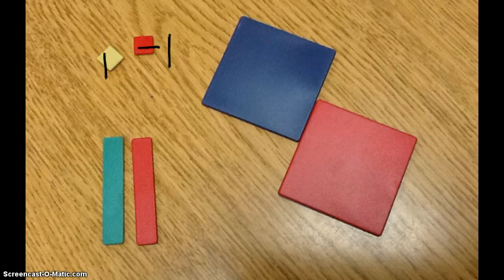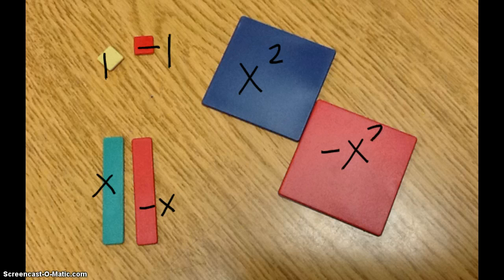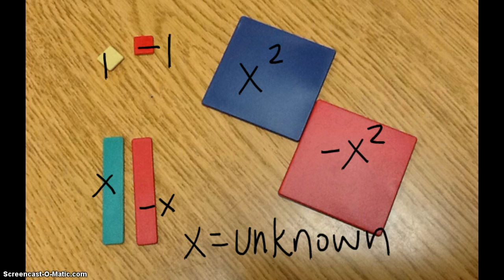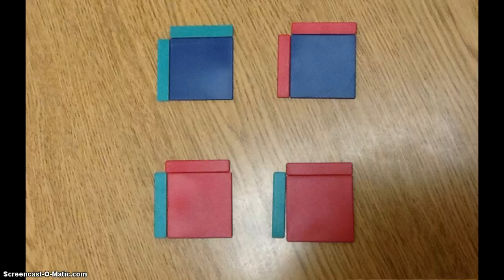The green rectangle represents x. The red rectangle is negative x. The blue square is x squared. The red square is negative x squared. And real quick, again, I just want you to remember that x represents an unknown value, something that we don't know the value for. All right.